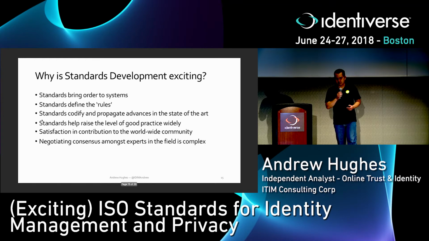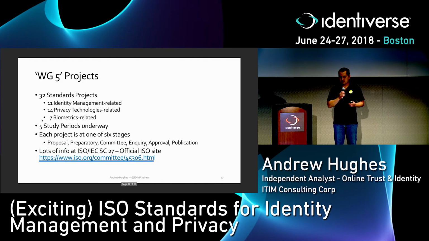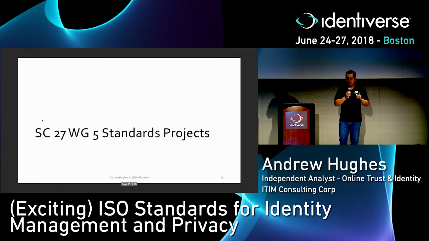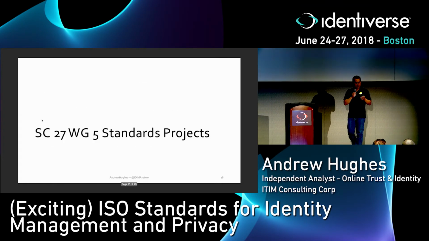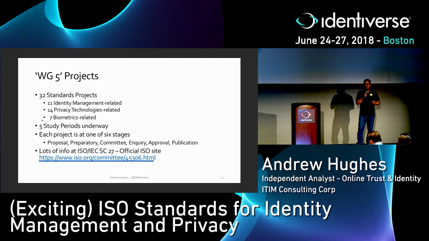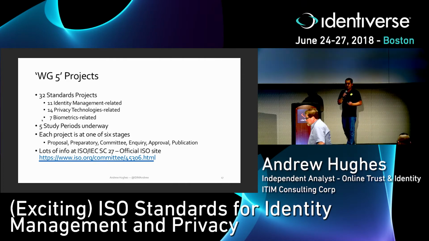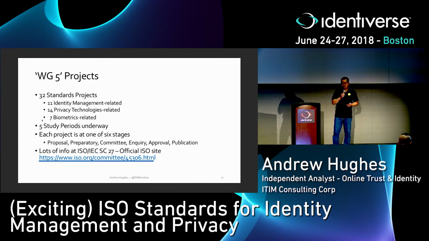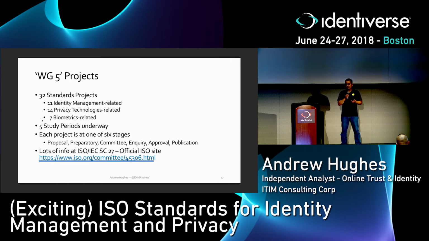Okay, so let's take a look at some of the projects. 32 standards projects. Now, what a standards project is, in ISO terminology, is a standard. So there's 32 active standards just in this one working group. 11 of them are identity management related, 14 are privacy technology related, and 7 are biometric related, all in the field of IT security.